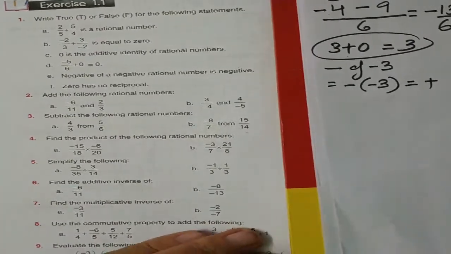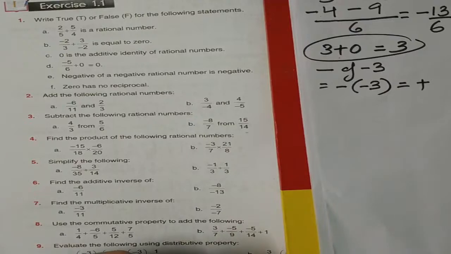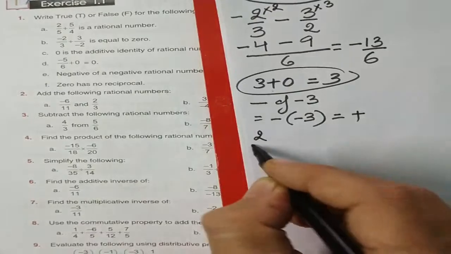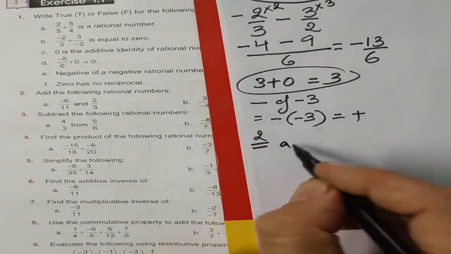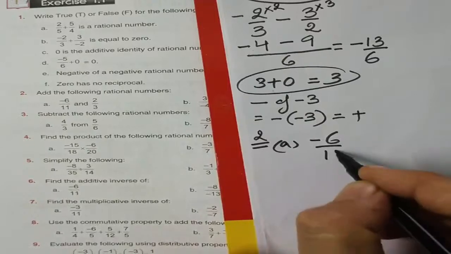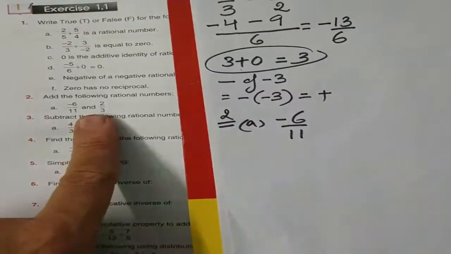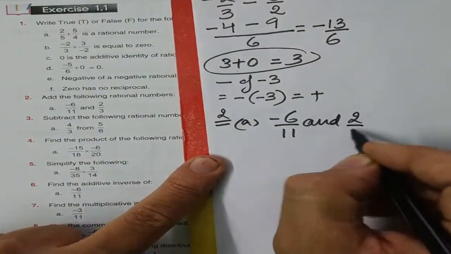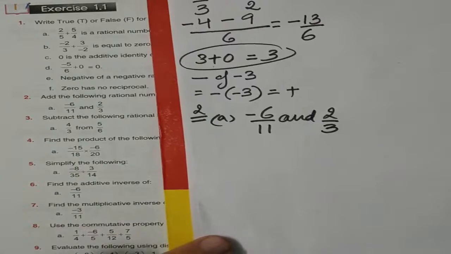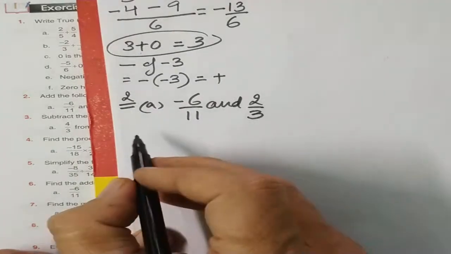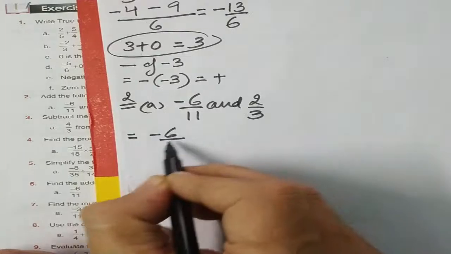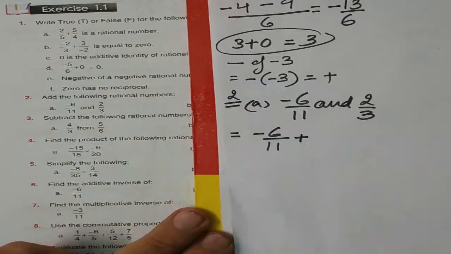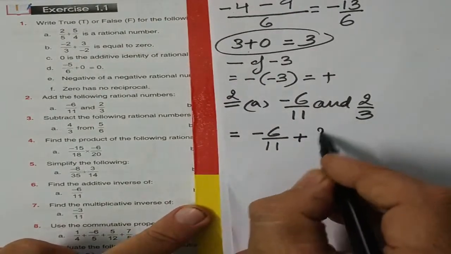So how do you add and simplify? It is a revision exercise of the previous class. So question number 2, A part is minus 6 upon 11 and 2 upon 3. You have to simplify. How do you simplify? We have to write minus 6 upon 11. It is written add the following, so since it is written add, you will add it plus 2 upon 3.